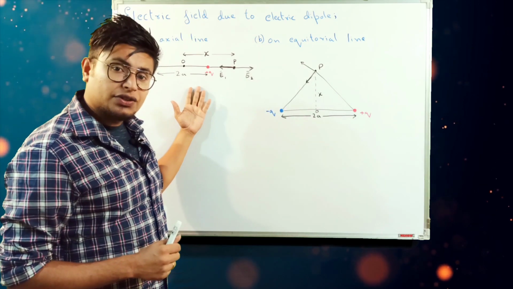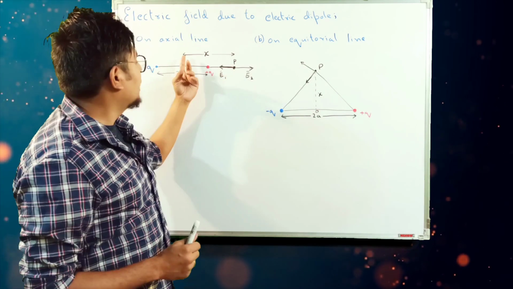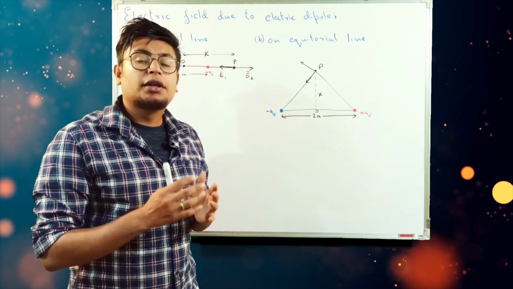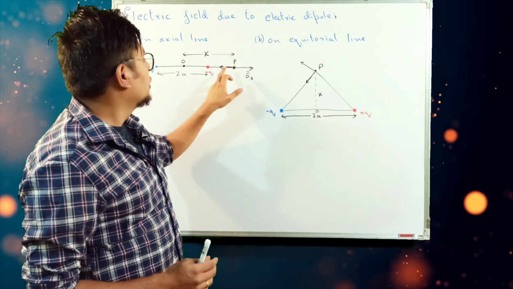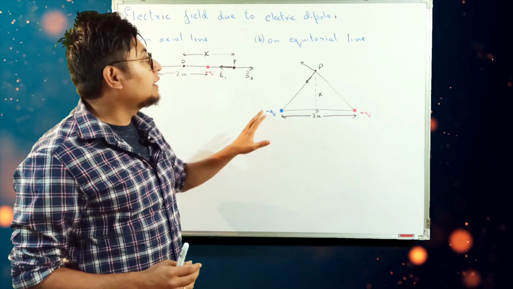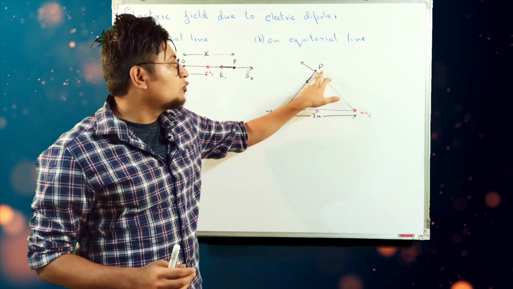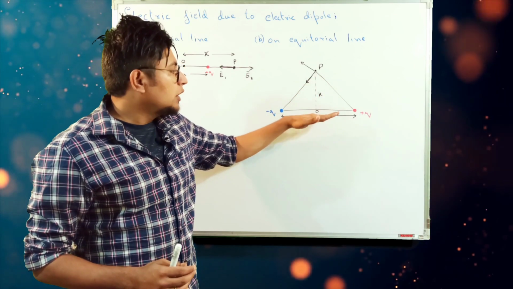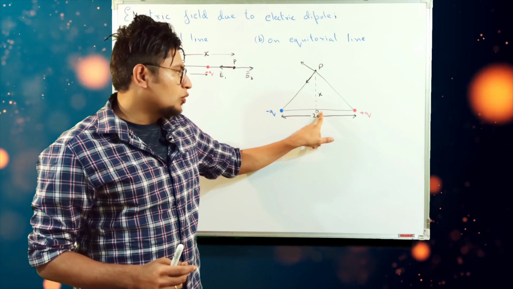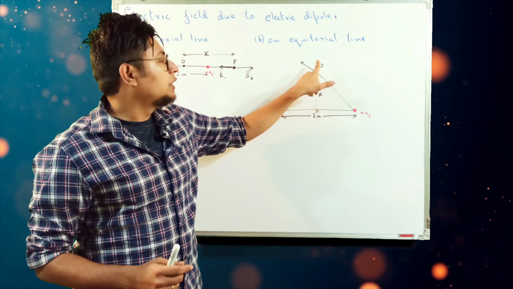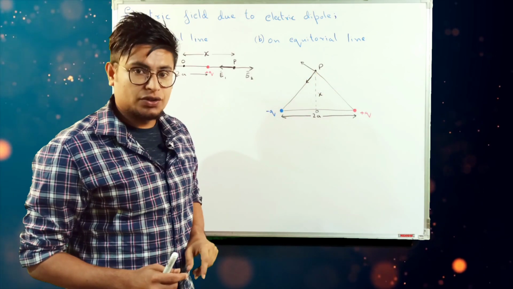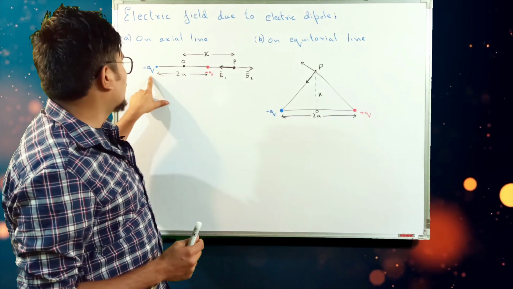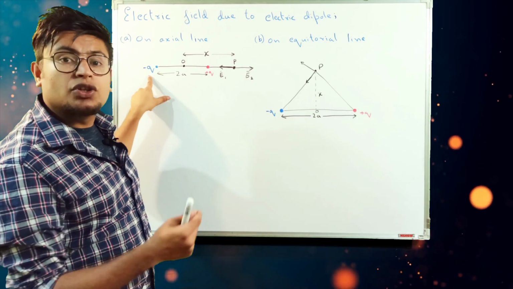In the axial case, we take one particular point P at a distance x from the origin O, and we try to figure out what the electric field would be at this point P due to this dipole. And then in the case of the equatorial line, we select one particular point P which would be normal, that is perpendicular, to the dipole, at a distance x from the origin O.